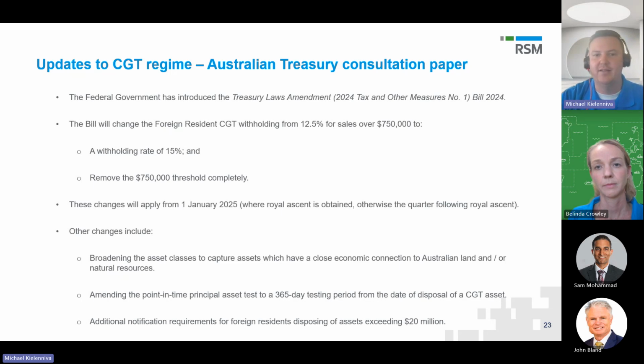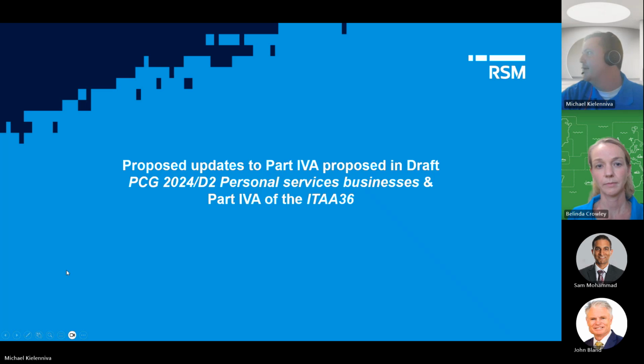There have been some issues raised there that haven't been cleared yet, but yeah, that's definitely another one to keep an eye on. And finally, they want to include additional notification requirements for foreign residents disposing of assets exceeding $20 million. Is that one?